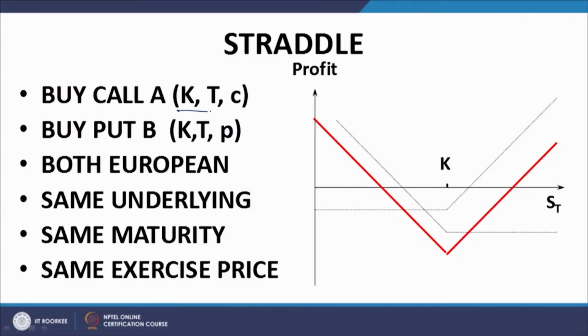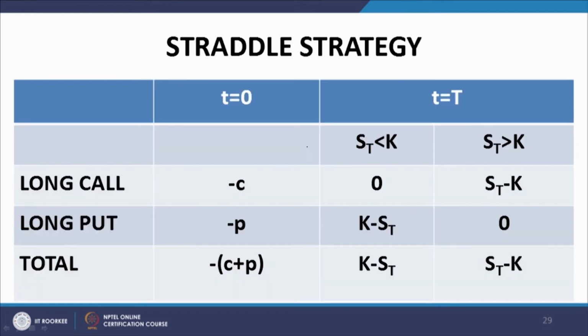So, we buy a call at K, where K is the exercise price, T is the maturity, and C is the call premium, the price that we pay for the option. We also buy a put option, with the same exercise price and same maturity, and the price that we pay for the option is P. They have the same underlying asset and they are both European. The payoff from the strategy is shown in this diagram. It is K minus ST if ST is less than K, and ST minus K if ST is greater than K.